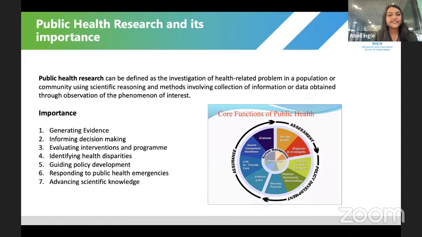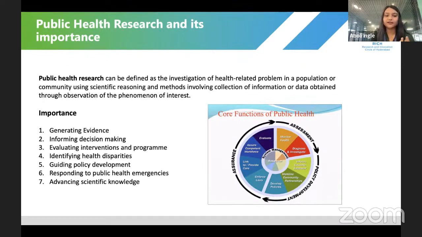Some of the reasons why research is so important in the field of public health: first is generating evidence. Research helps to generate scientific evidence, which can address health issues, diseases, risk factors, and interventions. This research helps us to come up with an action plan, understand the disease in a better way, and thus draft and develop interventions based on the findings.